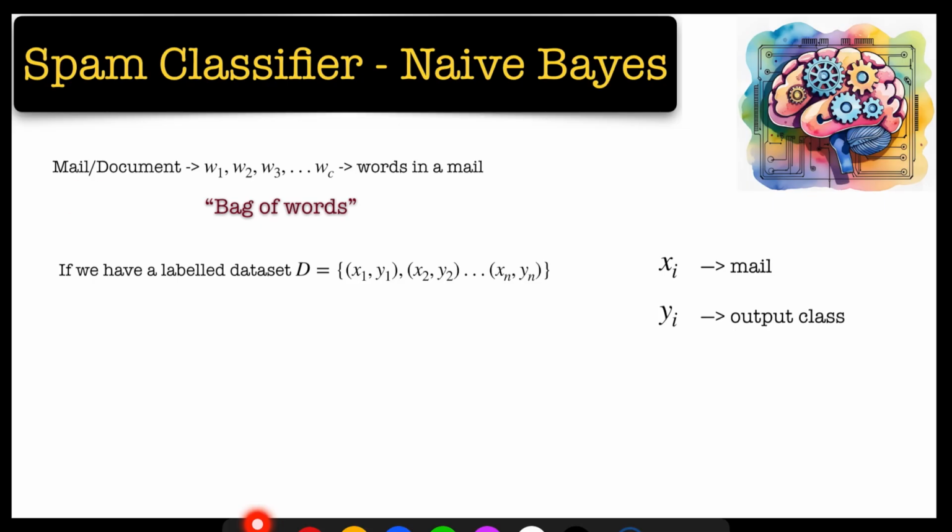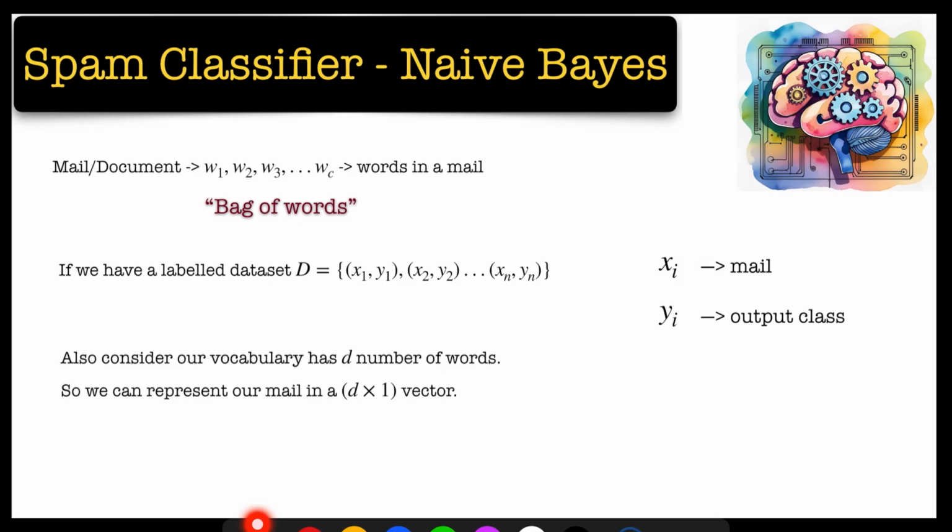Now, consider a mail document that has the words W1, W2, W3 till WC. These are called a bag of words. So if we have a labeled dataset D, (x1, y1) till (xn, yn), where the xi's are the mails and the yi's are the output class, like spam or not spam. Also consider our vocabulary has d number of words. So we can represent our mail in a d cross 1 vector, or d-dimensional vector. So xi is a d-dimensional vector and yi is 1 or minus 1: 1 for being spam, minus 1 for not being spam.